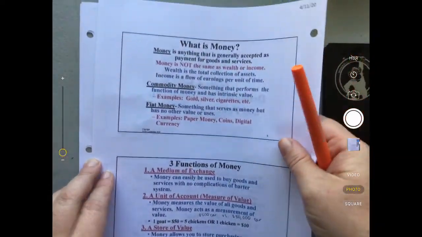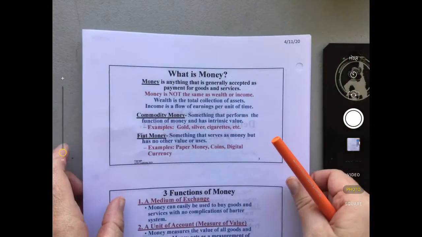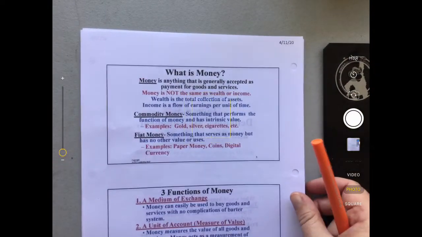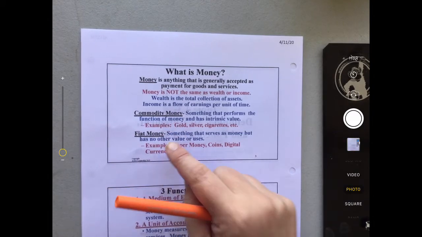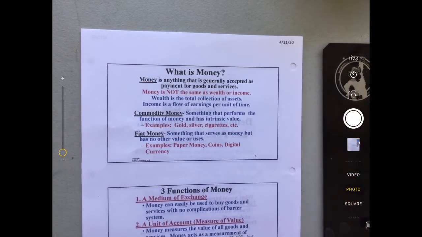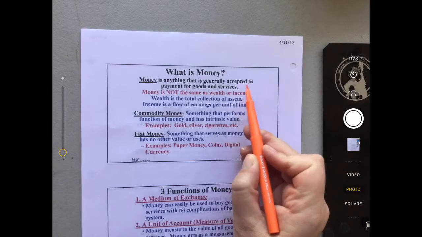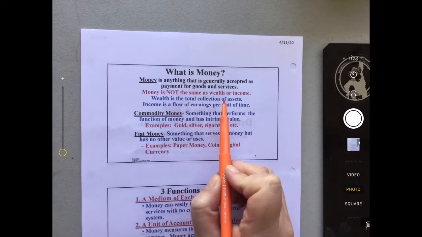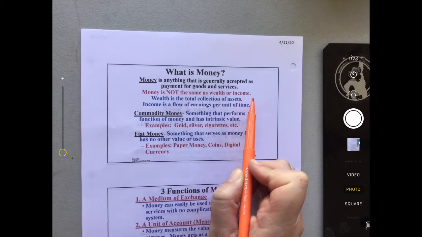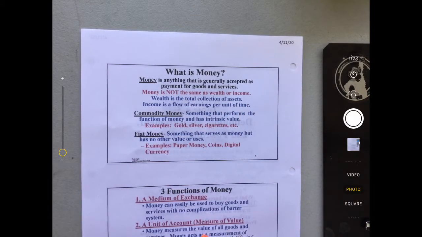Next, we have the definition of money, and we have 2 types of money that we're going to be talking about: commodity money and fiat money. Well, the definition of money. Money is anything that is generally accepted as payment for goods and services. So money is not the same as wealth or income. Wealth is the total collection of assets. Income is a flow of earnings per unit of time.